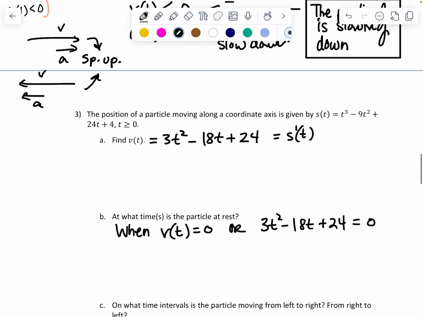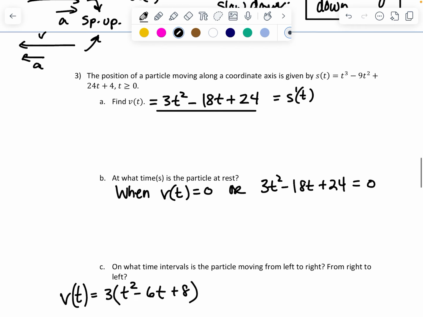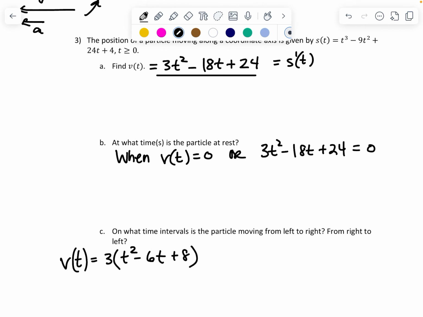The position of a particle moving along a coordinate axis is given by this function. So I want to find v of t. So all I did was take the derivative, that's s prime of t. And there you go, there you have it. And then at what time is the particle at rest? So you set it equal to 0 and you solve.